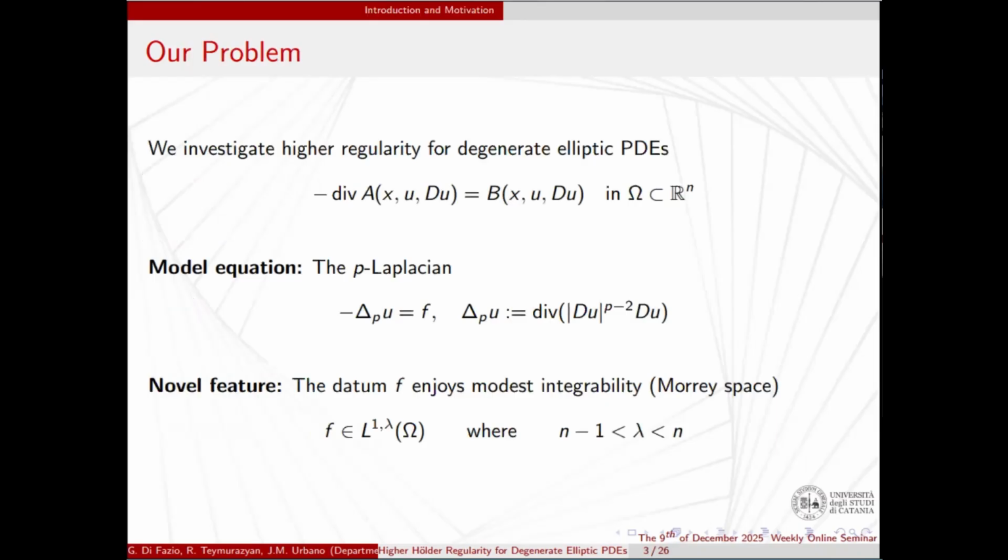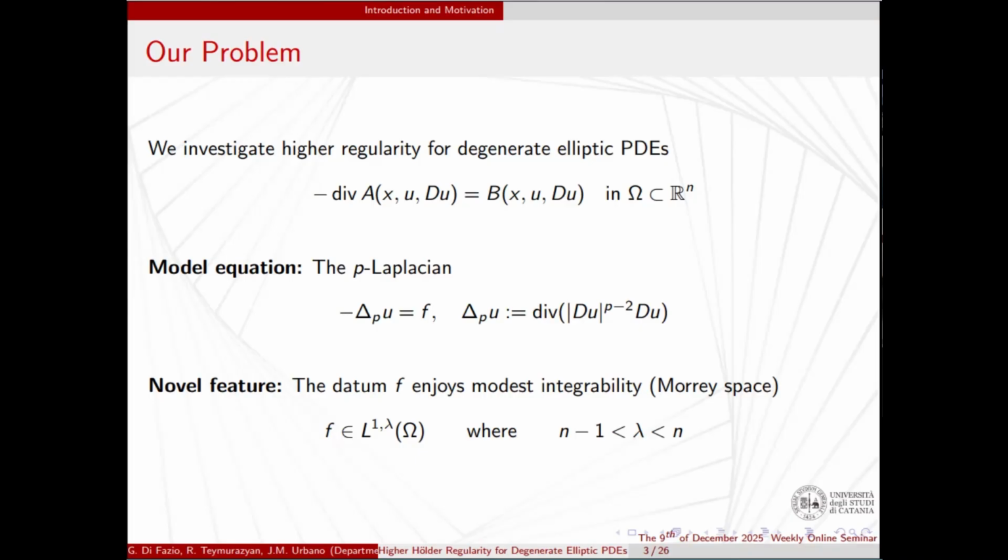And now we come to our result. The problem can be formulated as follows. We have a degenerate elliptic partial differential equation that we consider in a variational form. Our result is valid for quite a general situation, but just to keep things simple, you can think of the p-Laplacian as a model of nonlinear operator, or if you want a simpler, linear model, you can think of the Laplacian, just take p equal to 2.